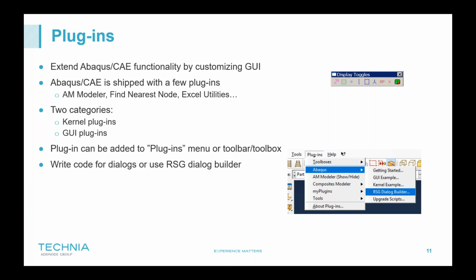And when we connect a plugin to Abaqus, it can either be added to the plugins menu like this, or it can be added to a toolbar or toolbox like this. If you want it to be a little bit advanced and have a customized dialog that's more complex than the one I showed you, we can either code it, or we can use the RSG dialog builder, which itself is a plugin that helps us build the dialog box for it. And RSG here stands for Really Simple GUI, so that might be good to know.